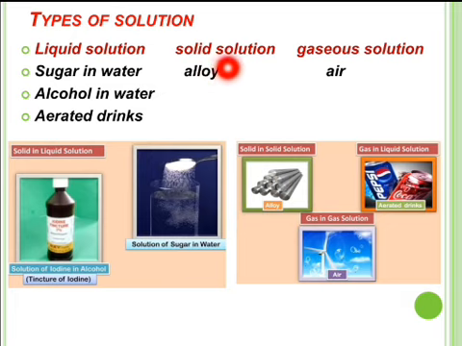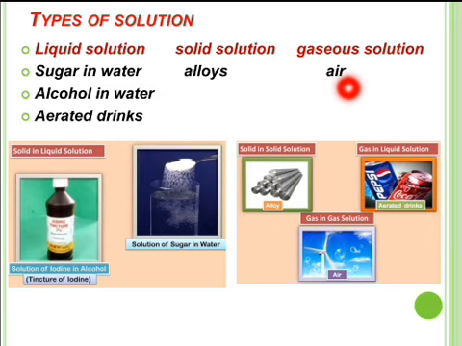It means in solid solution, for example in the case of alloys, solute is solid and solvent is solid. So here solute plus solvent form solid solution, that is solute is solid, solvent is solid. Both components of solid solution are in solid state. Brass is made by the combination of copper and zinc, and it makes solid solution. So solid plus solid is equal to solid solution.